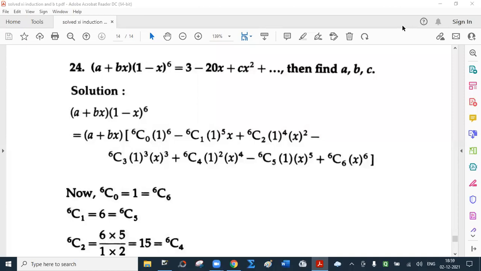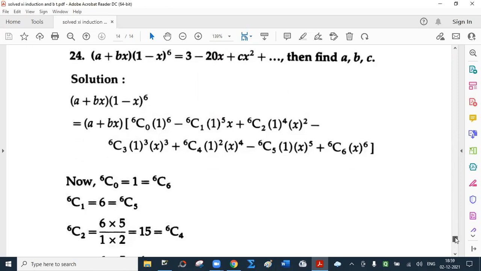24th is a good one. (a plus bx) into (1 minus x) raised to 6 is 3 minus 20x plus cx square plus dot dot dot. Then find the values of a, b, c. Now, (a plus bx) into (1 minus x) raised to 6. Expand this using binomial theorem. Then find out binomial coefficients.